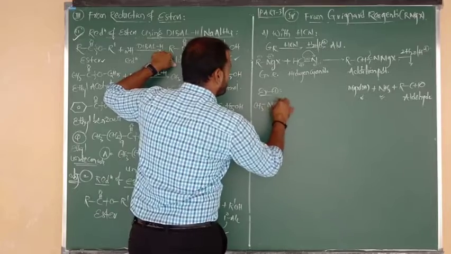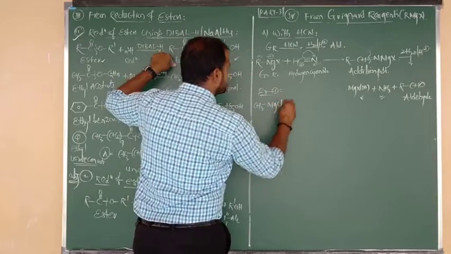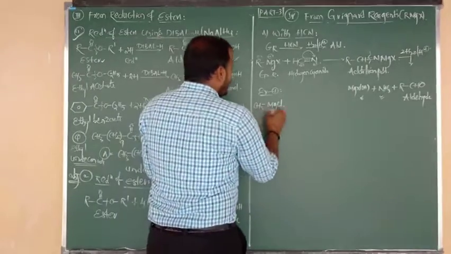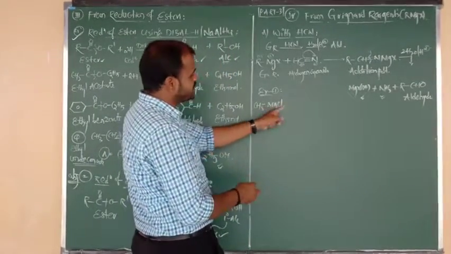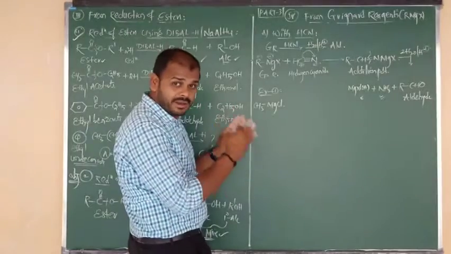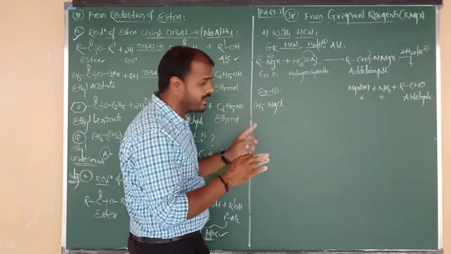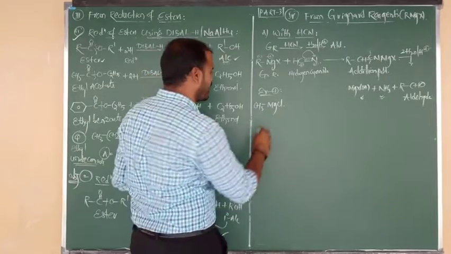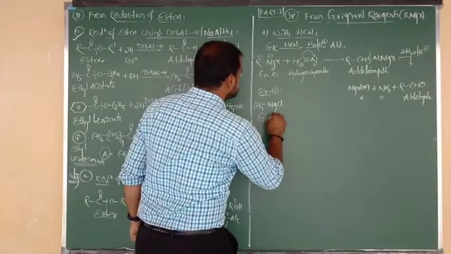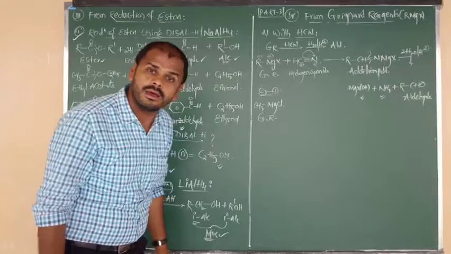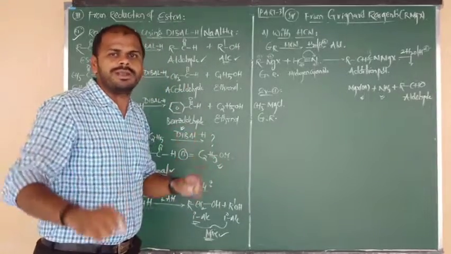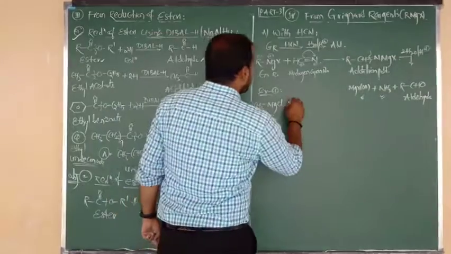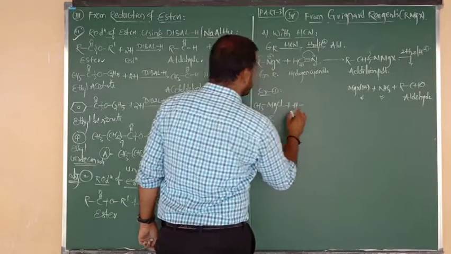CH3 bonded to MgX, otherwise we can consider MgCl or MgBr as you wish. What is the name of this compound? Methyl magnesium chloride. Due to lack of time, I am not writing the name here. Simply I want to write G.R., nothing but Grignard reagent. But in your fair notebook, try to write the complete name, methyl magnesium chloride. It upon reaction with hydrogen cyanide.